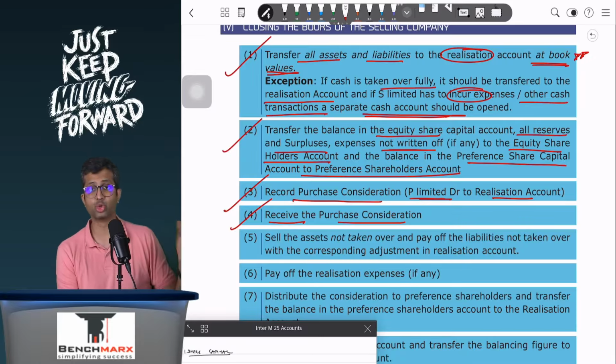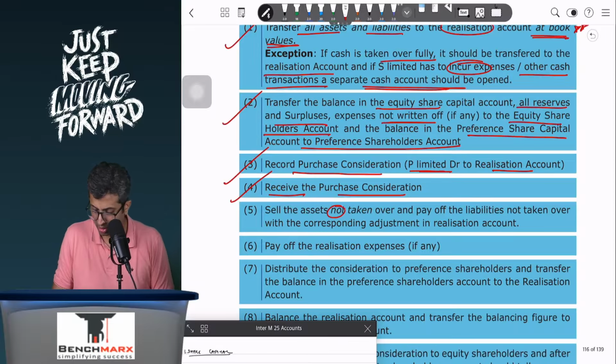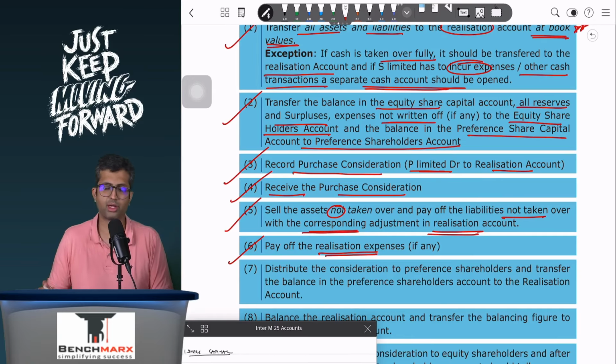If assets are sold, it is ideally bank account debit to assets, but assets are no longer there, they are closed. So bank account debit to realization account. So over here, sell the assets not taken over, pay the liabilities not taken over with the corresponding adjustment made to the realization account. Next, pay off the realization expenses, if any, entry will be realization account debit to bank.